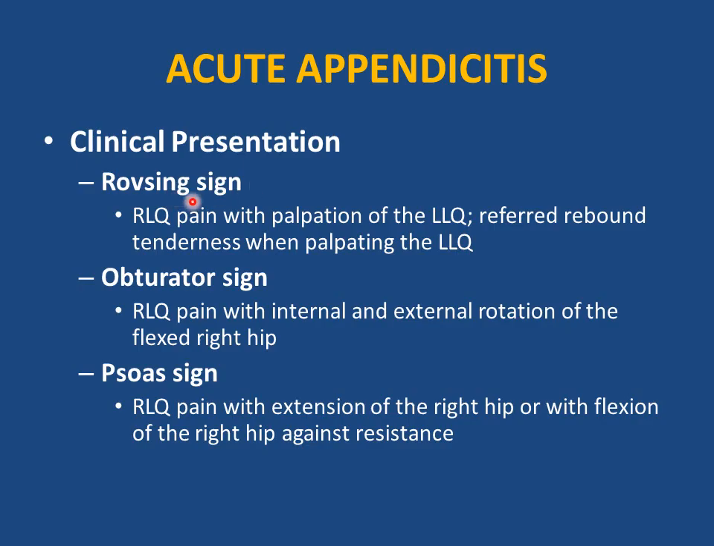Physical examination. Rovsing sign. Rovsing sign is a right lower quadrant pain when you palpate the left lower quadrant. So you palpate the left lower quadrant. This will cause tenderness in the right lower quadrant.